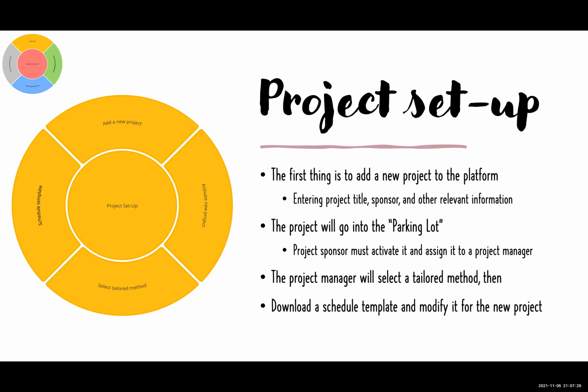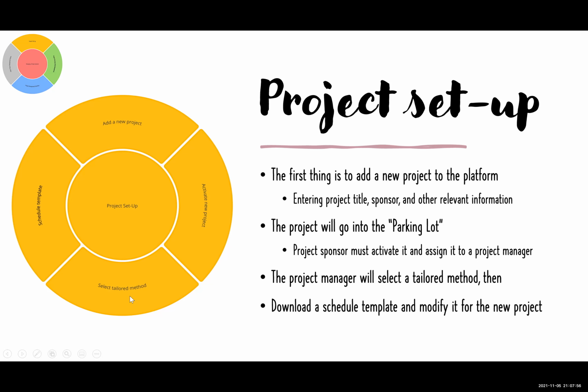So we add a new project, we activate a new project. At that time, the sponsor who activates the project will have to name someone to lead the project management, so a project manager. The project manager will be able to access the project, edit the information, and then select a tailored method. Now, unfortunately, today there is only one tailored method, but that functionality is there. Down the road, there will be more tailored methods built into the system. So there will be a selection process.